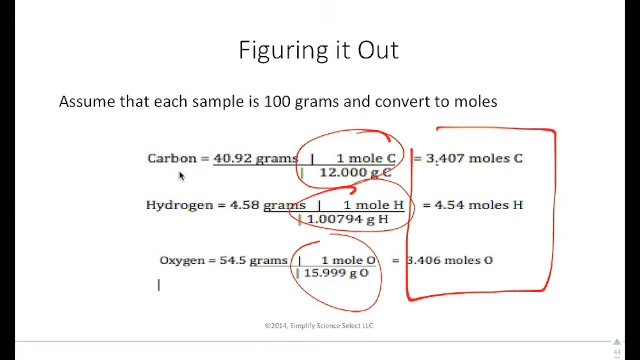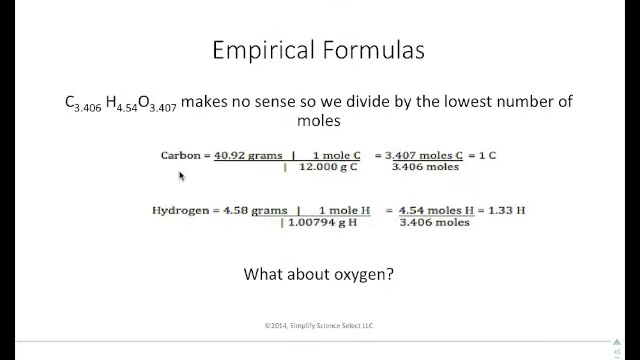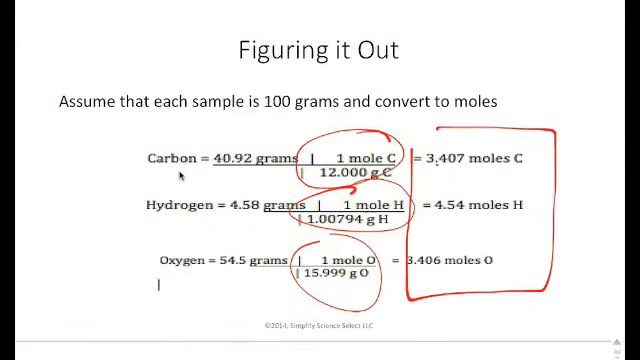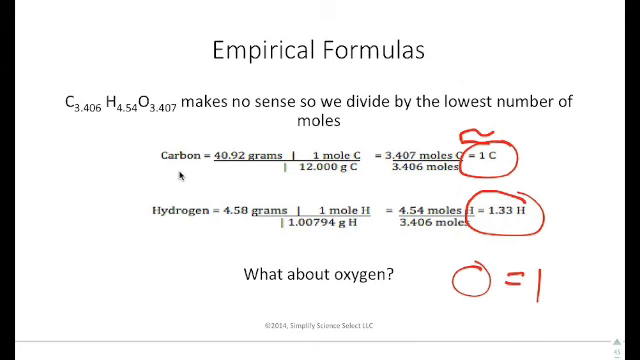But you should realize that you can't have C 3.407, H 4.54. It doesn't work that way. You have to connect atoms in whole number ratios. So instead what we do is we say, all right, I'm going to divide by the lowest one that there is. The lowest one that we had was 3.406. And so when you take 3.407 and divide by 3.406, it is essentially 1. So we can say that there's 1 carbon. When you take 4.54 and divide by 3.406, you get 1.33. And if you look at oxygen, we originally had 3.406, so oxygen is also going to be 1.